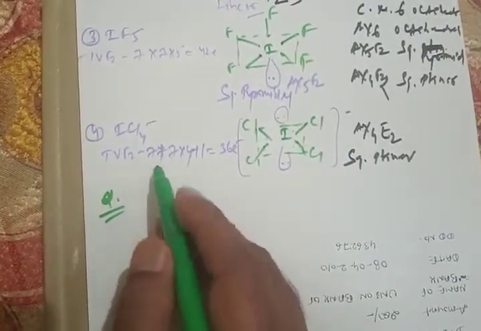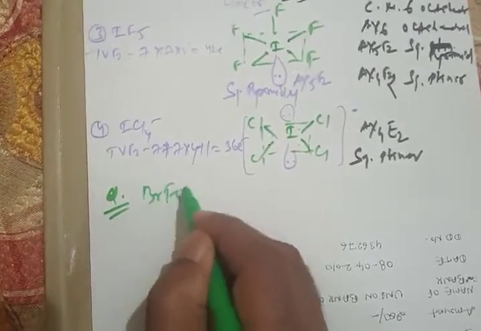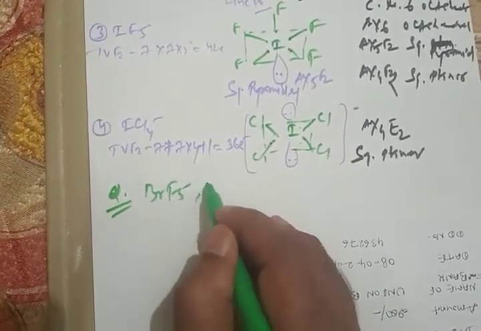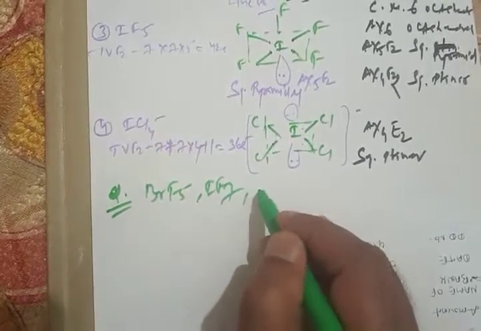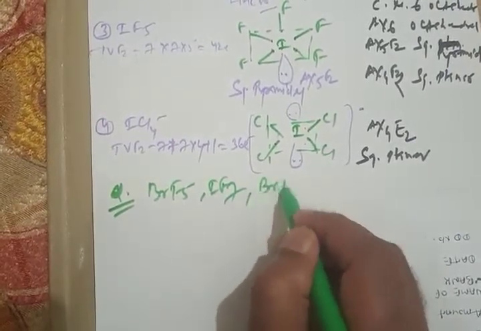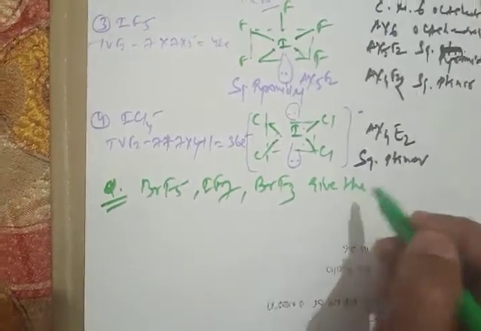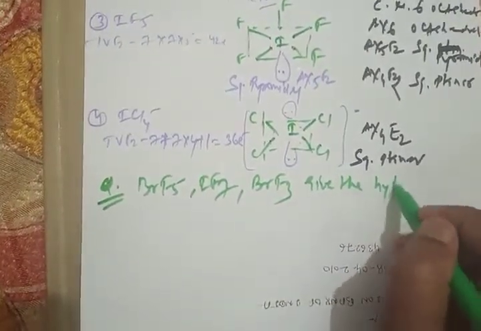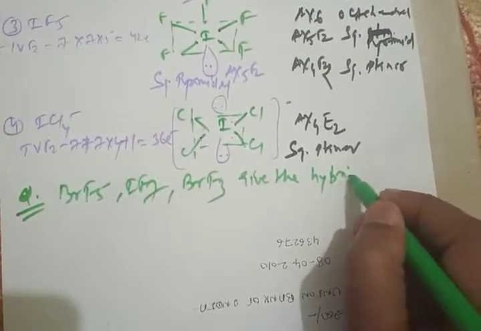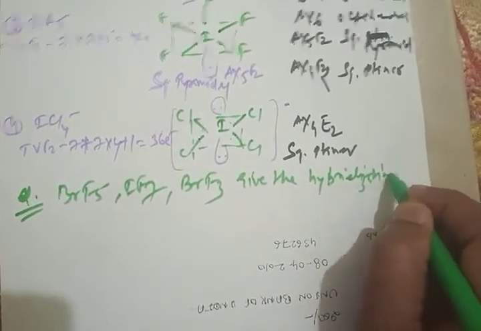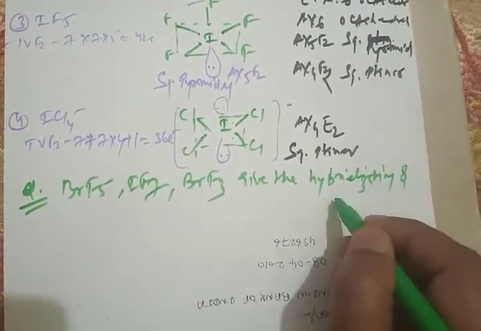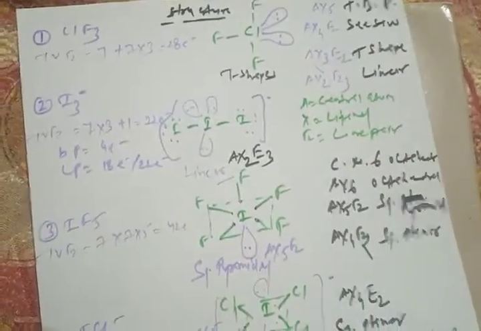This is the question: BrF5, IF7 and BrF3, give the hybridization and structure. So this is the question for you. Go for it. Very simple.